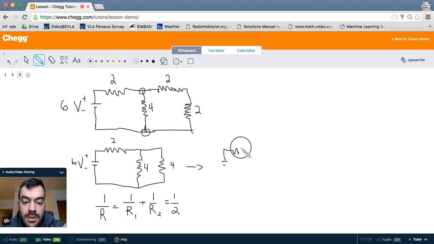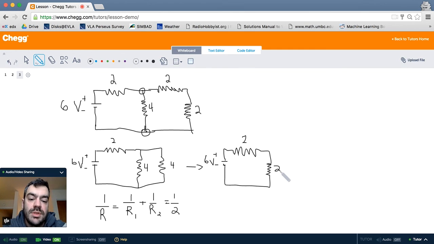So we have the battery again. I'm really good at drawing resistors, you guys. And then another resistor. And then we have, again, the 6 volts placed across the set of two 2 ohm resistors.